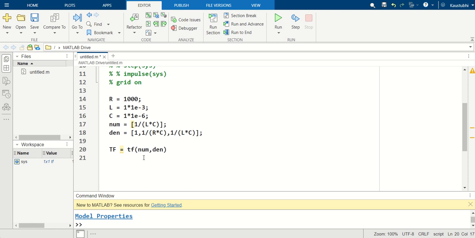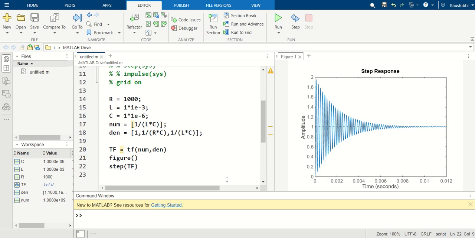Now what is the next thing that I told you? You can start a figure and you can plot your transfer function. So let us say step response of my TF. So step response of TF will be shown. Let us run this and see what the result is. So as you can see, the step response of this particular transfer function is, with time the voltage across the capacitor is going to stabilize to 1. And that was expected, right?